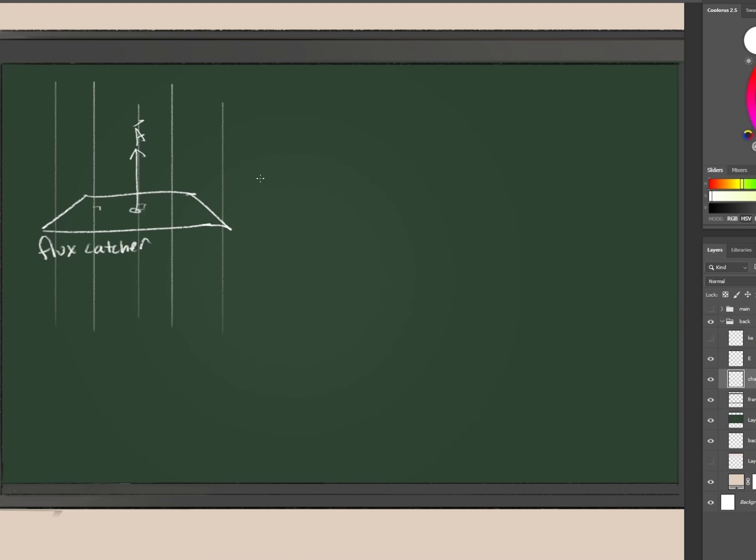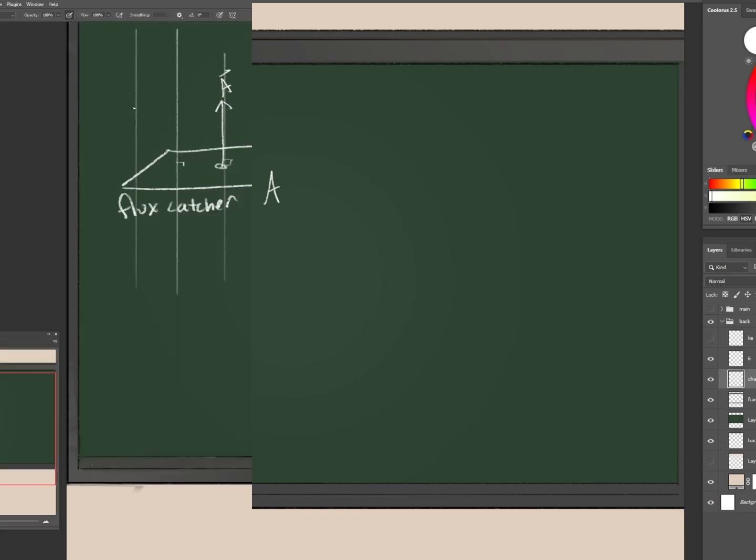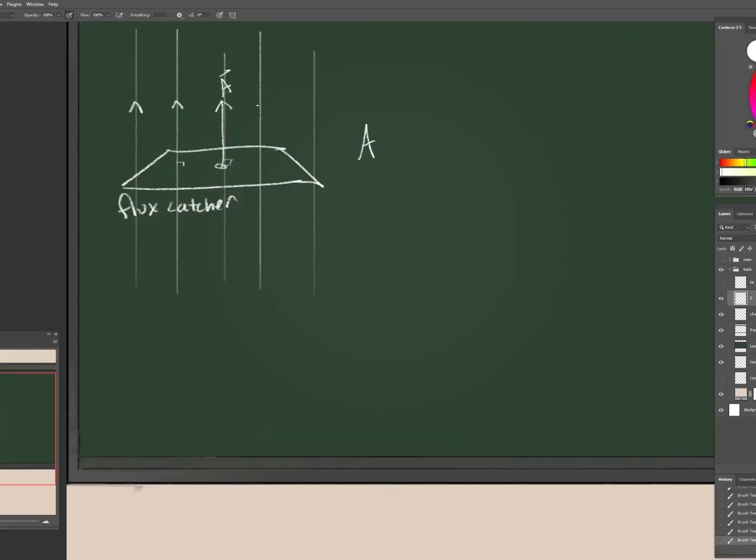Essentially, what flux is measuring is how much stuff is passing through a given area. And in this example, our area here is given by A. Now we can measure the total amount of stuff flowing through this surface by simply multiplying E times A, right? And that gives us our flux.